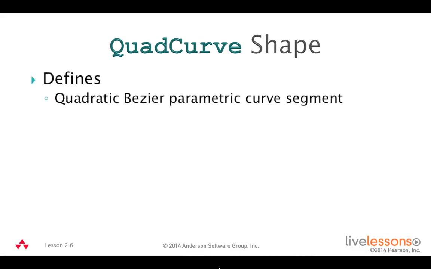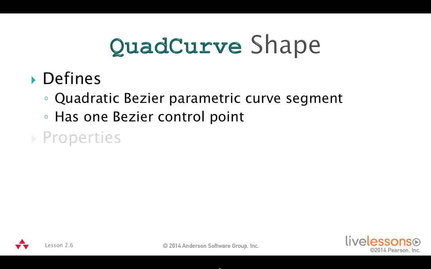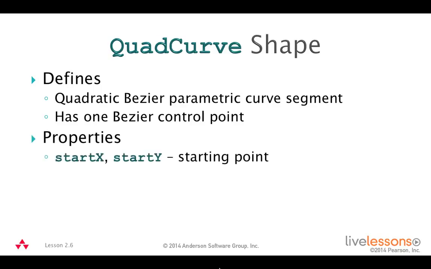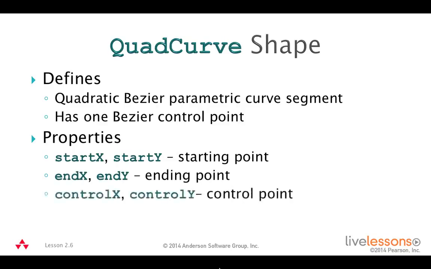A QuadCurve shape is a quadratic Bezier parametric curve segment with starting and ending points and a single control point. Here are the properties. Start x and start y define the xy coordinates of the start point of the QuadCurve segment. End x and end y are the ending xy coordinates. And control x and control y define the xy coordinates of the control point of the QuadCurve segment.